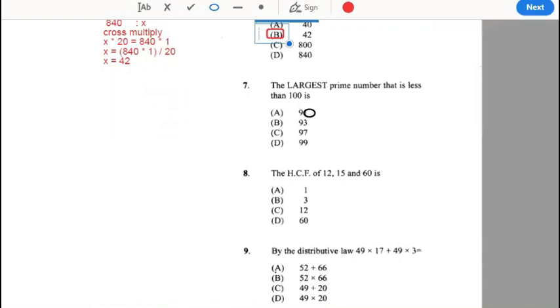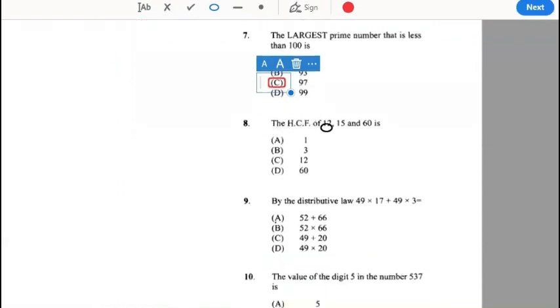Basically, a prime number is the only thing that can divide into it. It's 1 and itself. That's basically it. So 91, 93, 97 are prime numbers, but the largest of them all is 97.